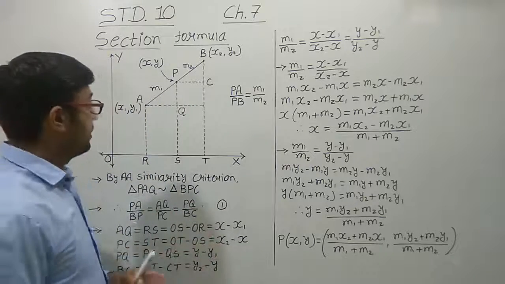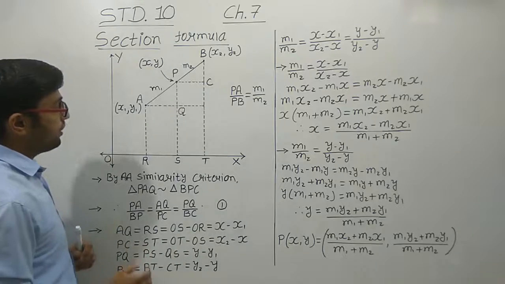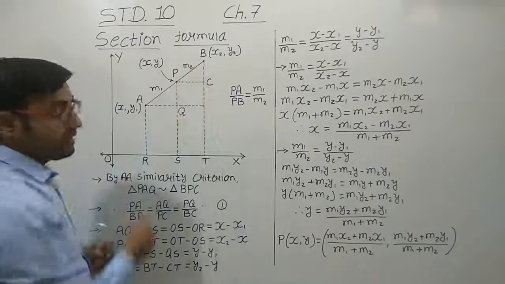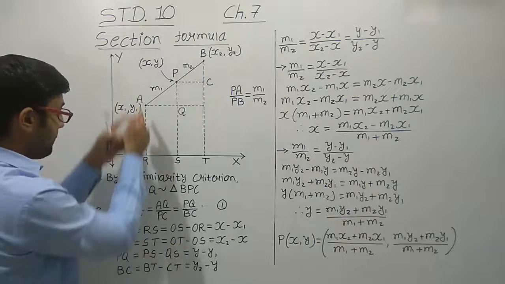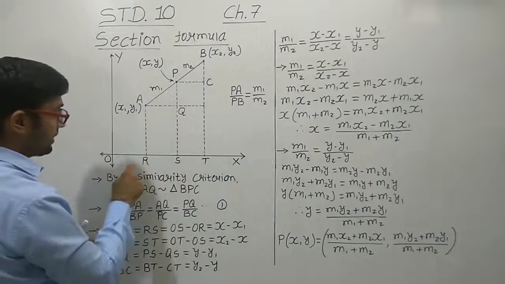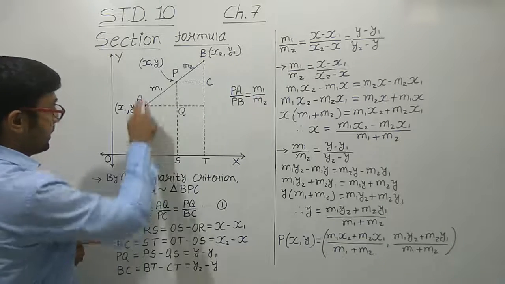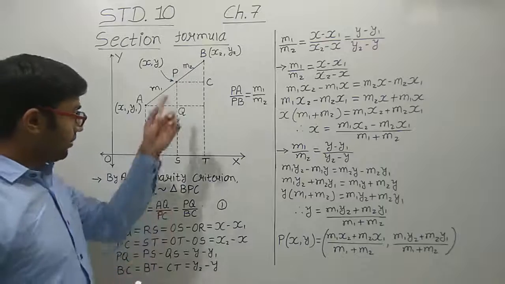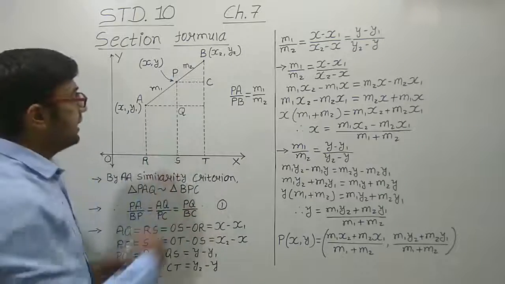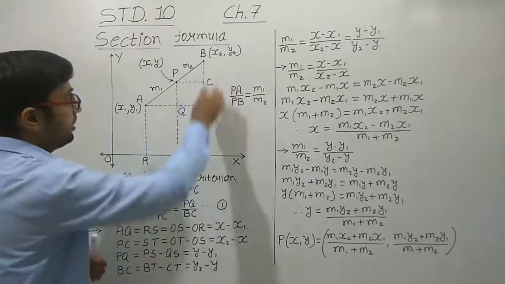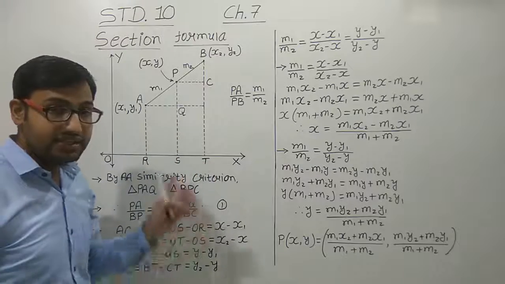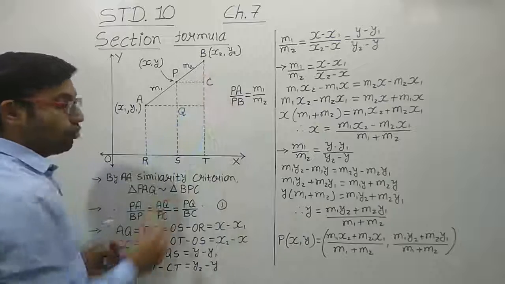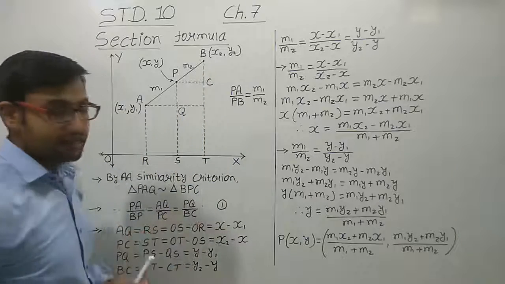So how can we derive that? Let us start by drawing the perpendicular lines from the points A, P and B. When we draw the perpendicular line to the x-axis from the point A, that line will be AR. From point P we have drawn a perpendicular line segment, that is PS, and from point B we have drawn a perpendicular line segment, that is BT. So AR, PS and BT are all perpendicular to the x-axis.